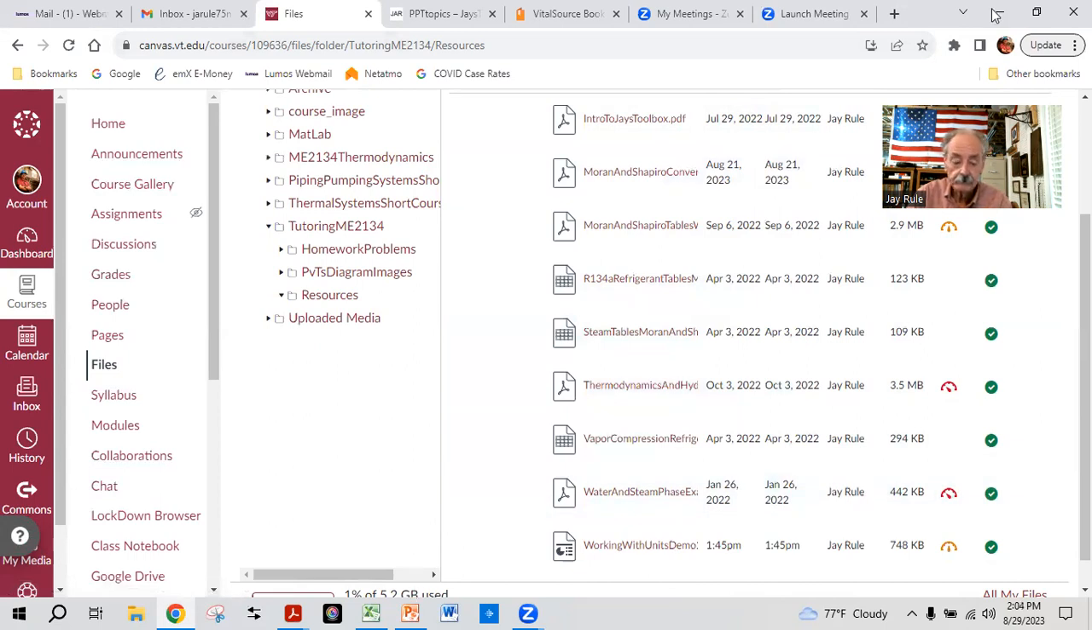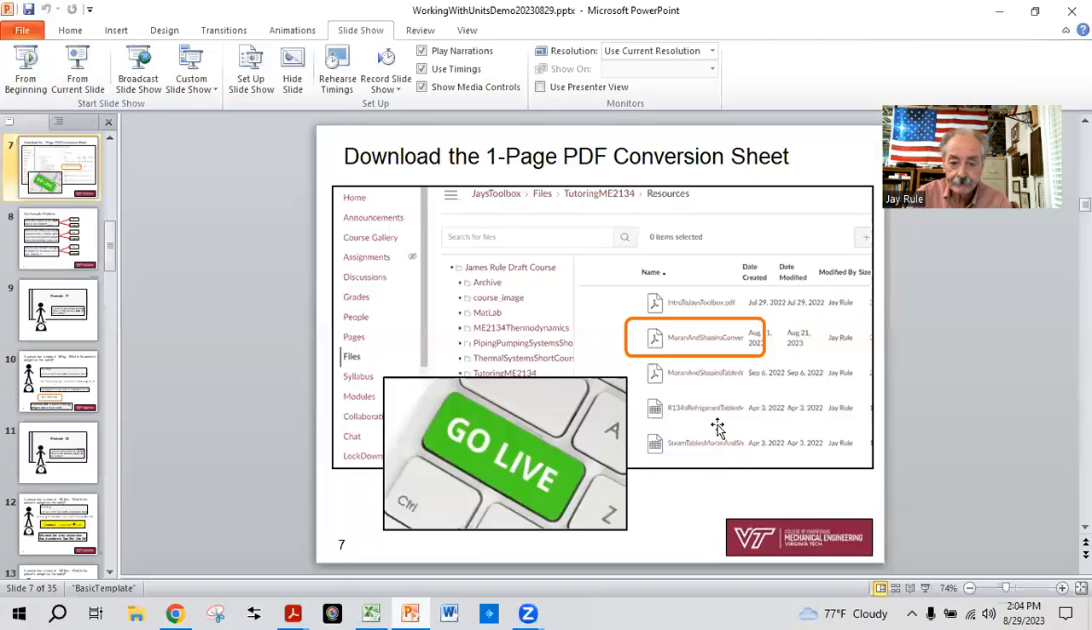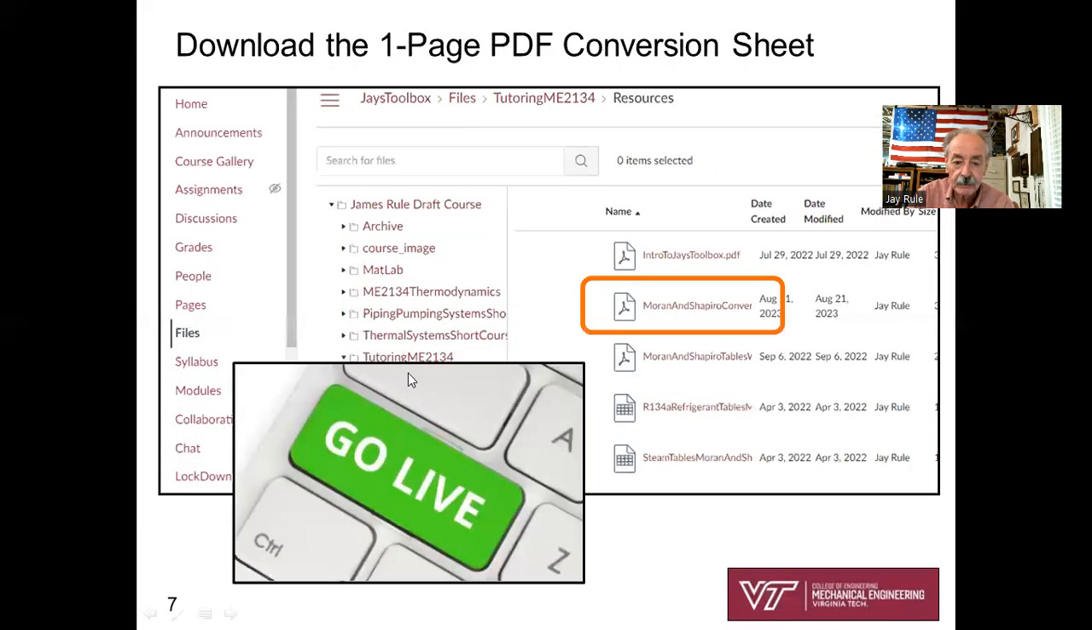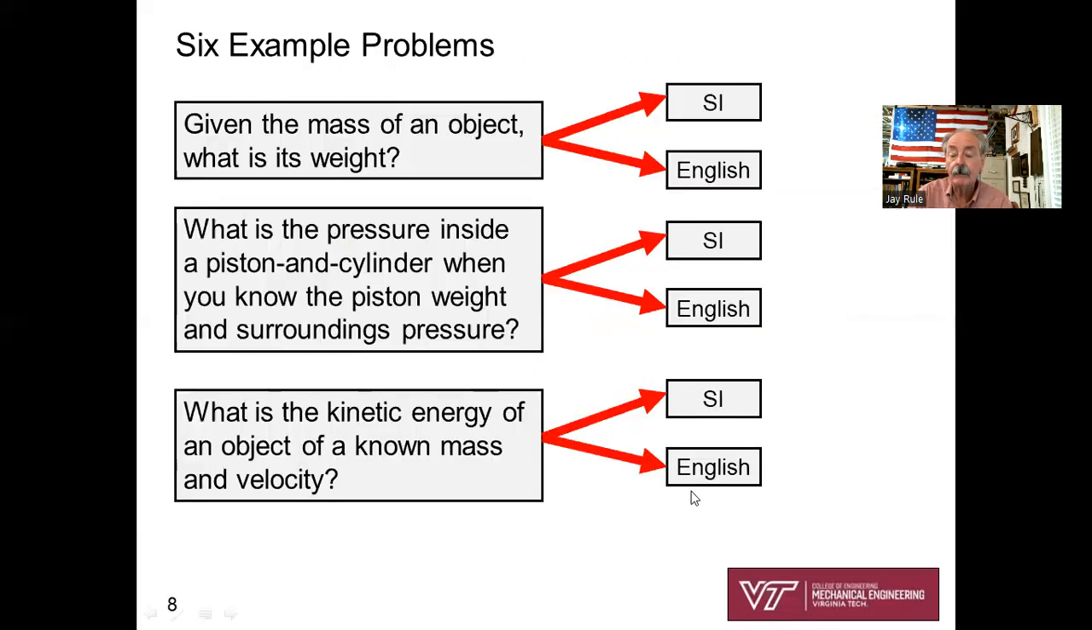All right. Back to PowerPoint. Okay. And from current slides. So we just covered that. Now, let me tell you about the 6 example problems I want to cover with you. It should go pretty fast. Given the mass of an object, what is its weight? We're going to have an example in SI, the easiest, and an example in English, a little harder.